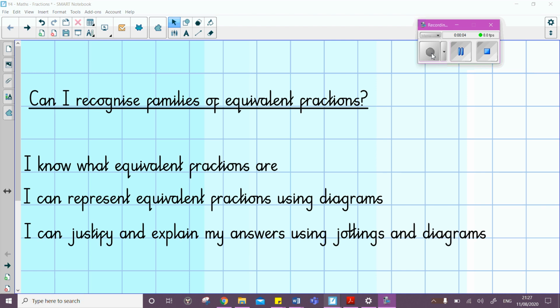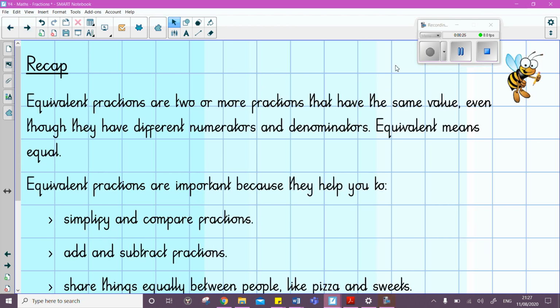Thought we could do a little bit of maths on fractions, and we are going to be recognising families of equivalent fractions. So by the end of the lesson, we'll know what equivalent fractions are. We'll be able to represent equivalent fractions using diagrams, and we might be able to justify and explain answers using jottings and diagrams to support me.